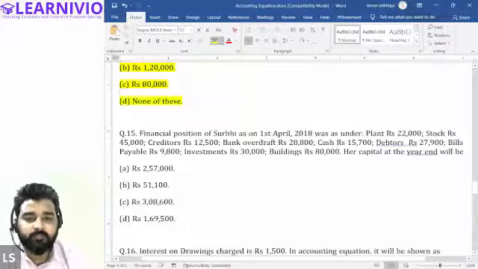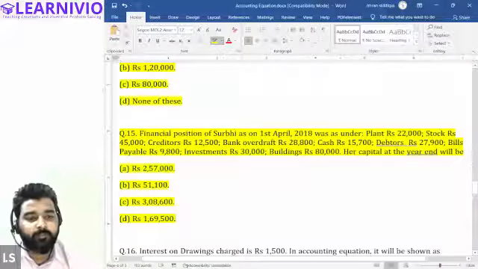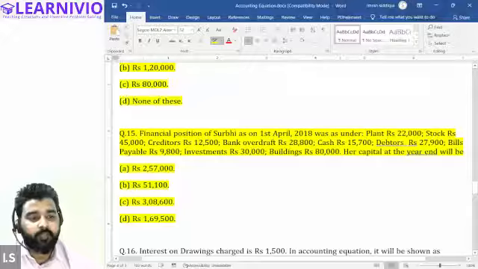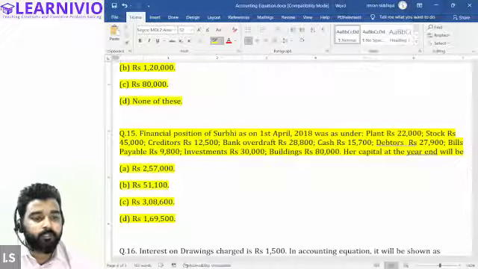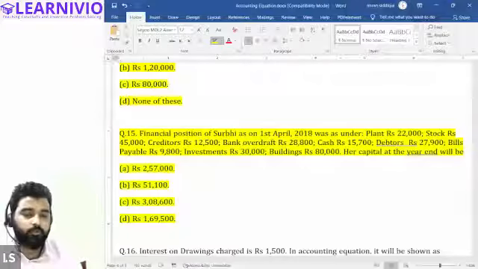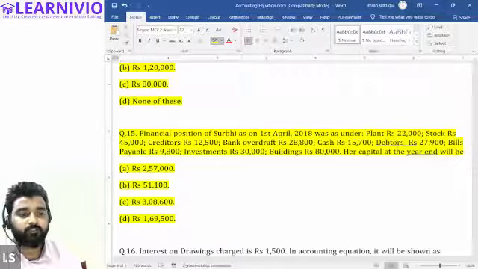Can you calculate this question number 15, Samiksha and everyone else? Financial position of Surbhi as on 1st April 2018. This is at the beginning of the year. At the beginning of the year, we have the plant, stock, creditors, bank overdraft, cash, debtors, bills payable, investment, building. Her capital at the end of the year will be, what will be the capital? Plant and stock are both assets, creditors and bank overdraft are liabilities, cash and debtors are assets again, bills payable is a liability, investment is an asset, building is an asset.